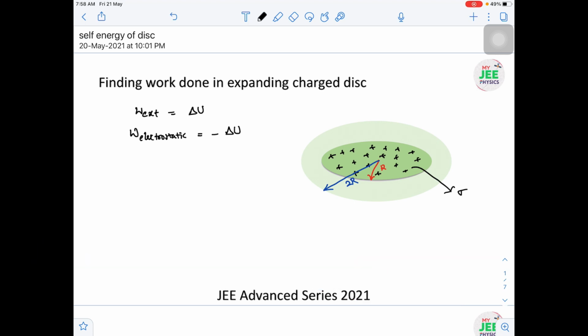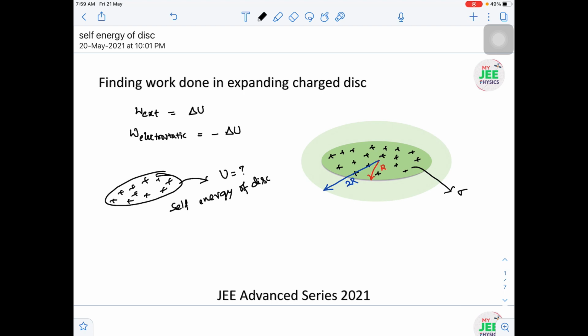So I feel that finding the potential energy of the disk means we are finding the self energy of the disk. Suppose I am taking the disk which is charged. Now I want to find out what is the potential energy stored in this configuration. That means it's the self energy of the disk. If I am able to find out the self energy of the disk, then I can easily find the work done value. That is the idea I want to apply here.